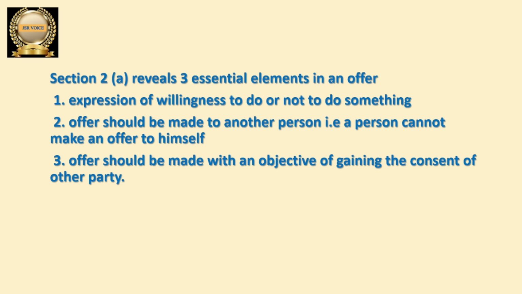The second one is the offer should be made to another person. Here one party has to make the offer to another party only, and the offer should not be made to himself. For example, if A makes the offer to B, that is valid. Here A is one party, B is another party. If A makes the offer to himself, then that is not a valid offer. Let us discuss the next essential element. Third one, the offer should be made with an objective of gaining the consent of the other party. The offerer has to give the offer, and his intention should be to get the acceptance from the other party. So these are the three essential elements of a valid offer under section 2A of the Indian Contract Act 1872.